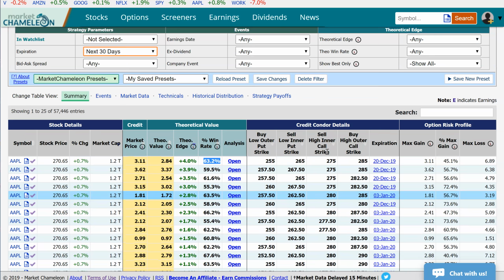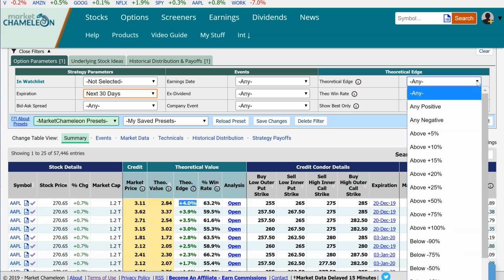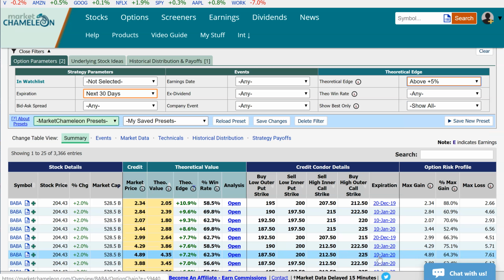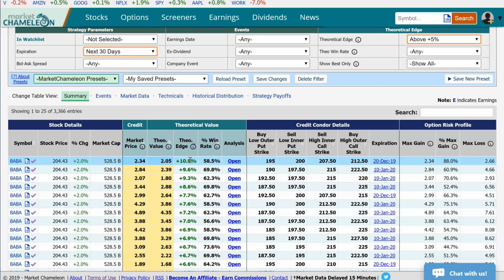So let's do a really quick scan, and we'll say that we want to narrow these down and look for edge. We always want a positive edge. So I'm going to scan for anything that has to have at least 5% edge or higher. So now we've narrowed it down to 3,366. You can see here in Alibaba, we have some that are 10%, 9%, and just in Alibaba alone.